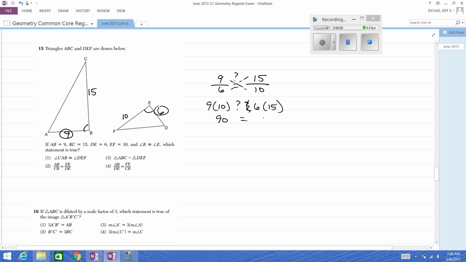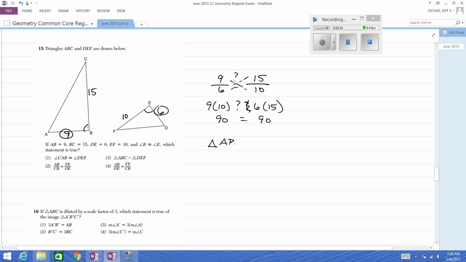That is 90, that is 90. So what this just gave us was that the corresponding sides are proportional. What we have is basically a side angle side similarity setup. So these 2 triangles are similar.